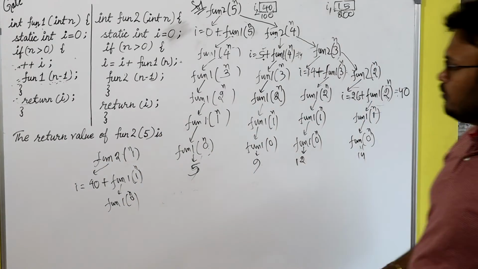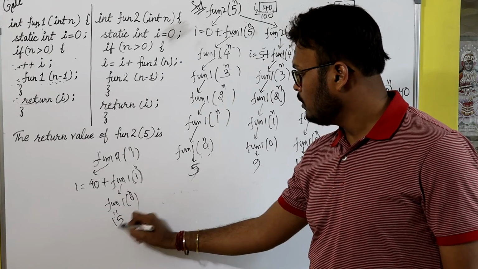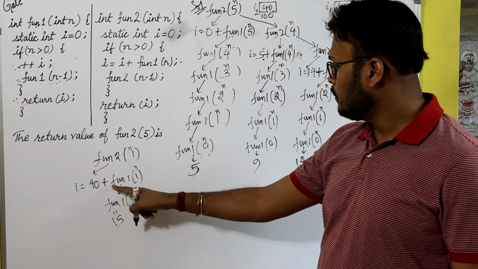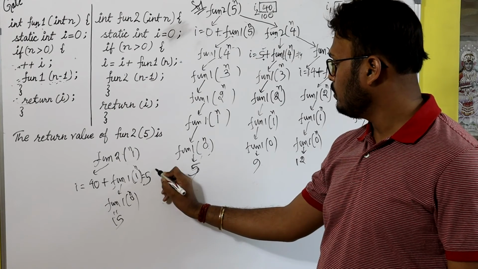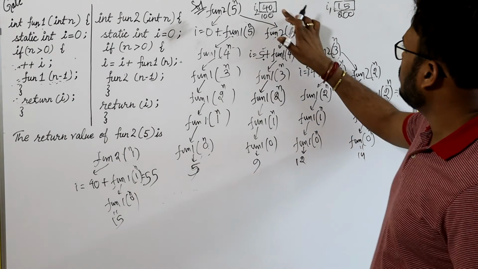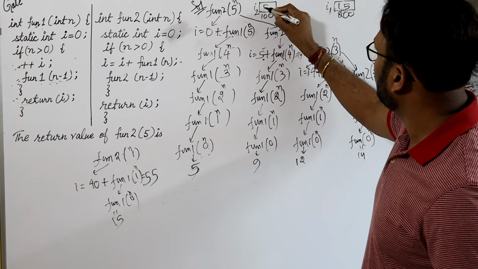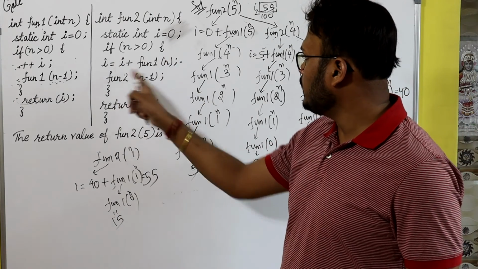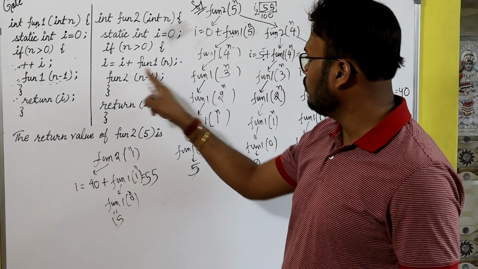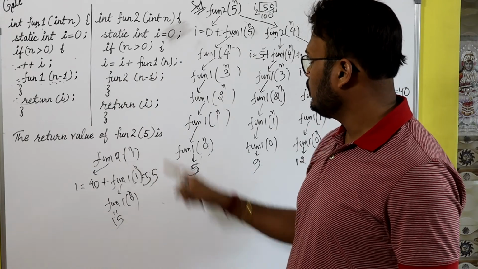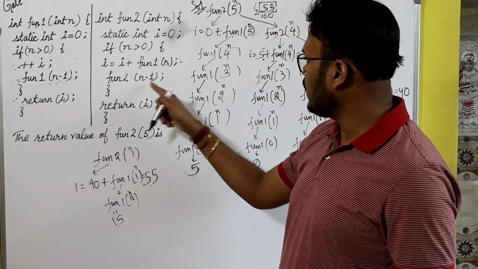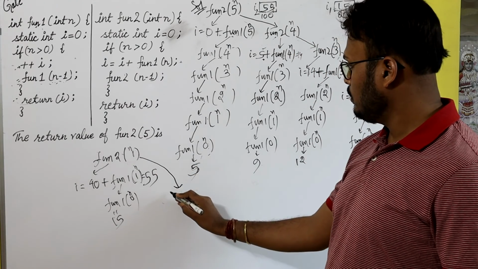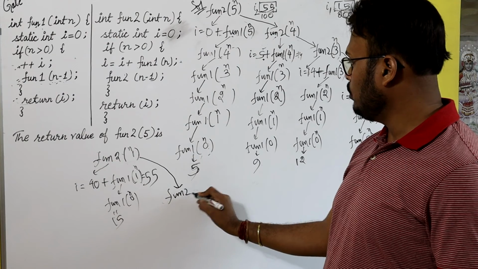So it means what? Here 15 will be returned. Okay. So it means what? The value of I2 will become 40 plus 15, that is 55. Okay. So I2 will become 55. Fine. And now since this statement is successfully executed, so now fun2 will call this statement, that is n minus 1. So fun2 will call here, I am writing. Fine. Fun2 of n minus 1.